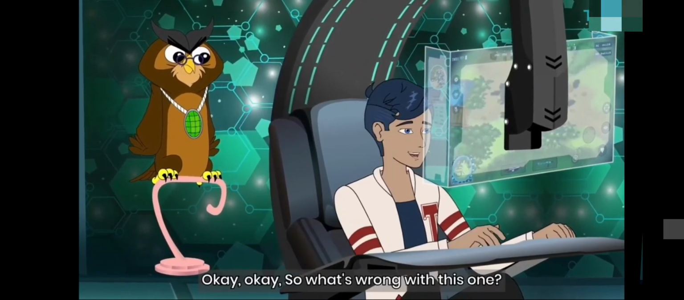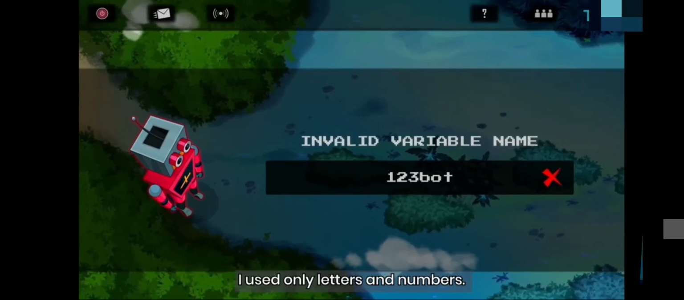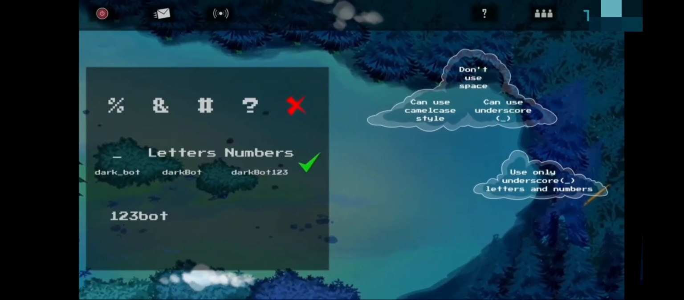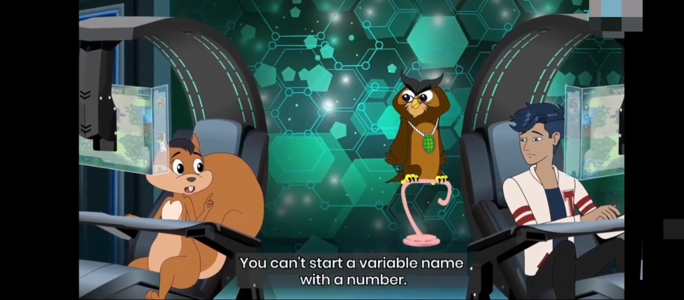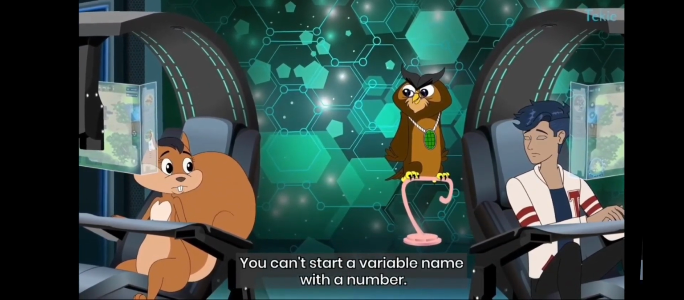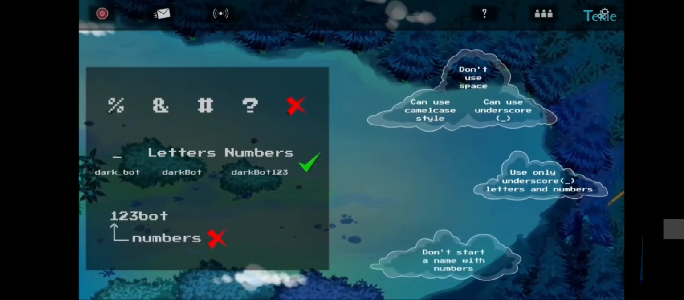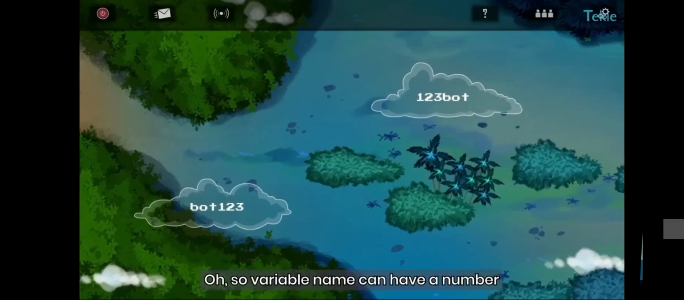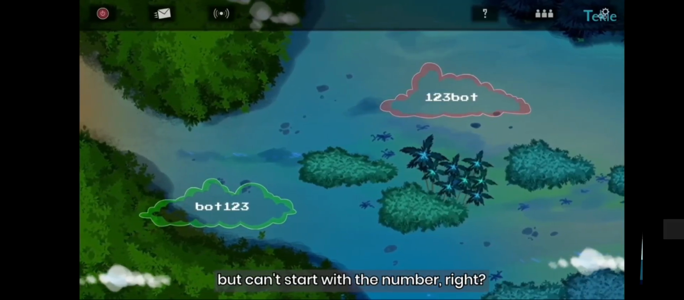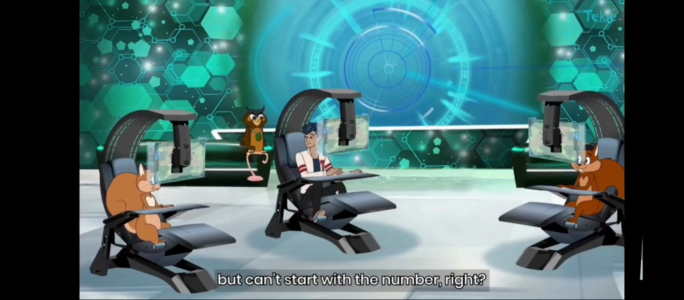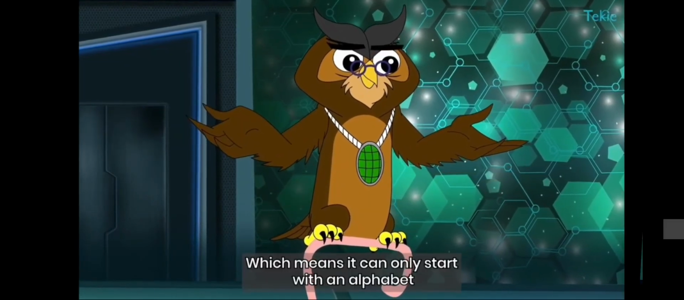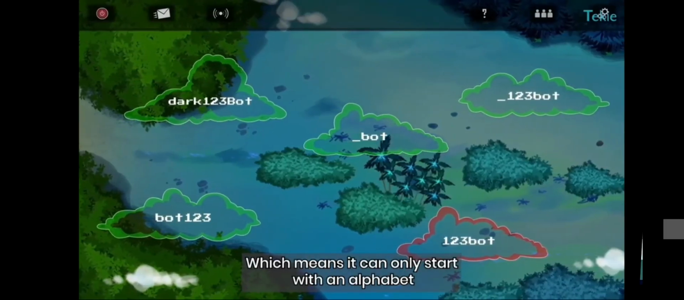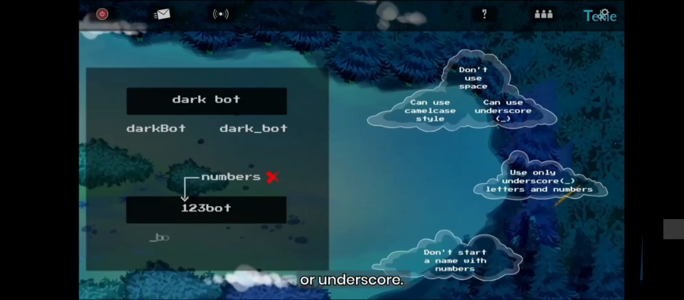Okay. So what's wrong with this one? I used only letters and numbers. Good question. You can't start a variable name with a number. Oh, so a variable name can have a number but can't start with a number, right? Yes, which means it can only start with an alphabet or underscore.